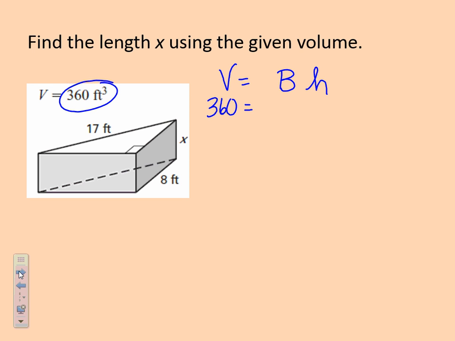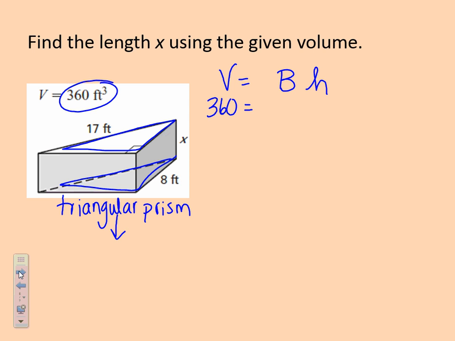What would be the base on this box? Well, it's a triangular prism, because it has two sides that are triangles. All the rest are rectangles. Those two sides are supposed to be the base, and they are. That's good. It's sitting on the base. So I need to find the area of the triangle, because that's the B. That's the big B that I need to find.